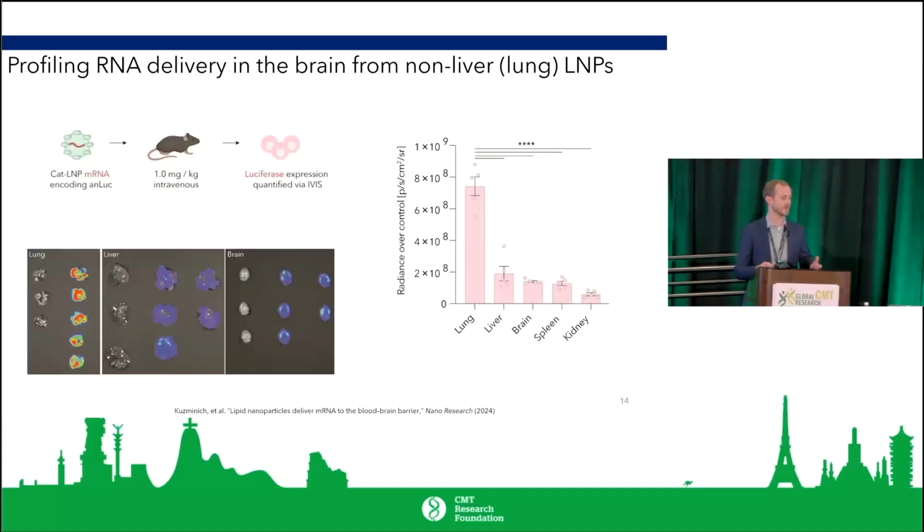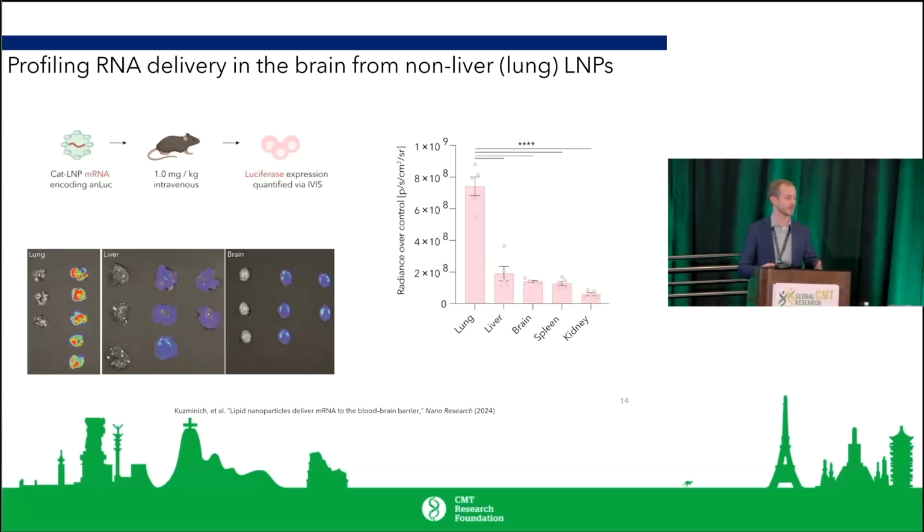I also wanted to change tacks a little bit here and describe some of our work that we had done investigating RNA delivery to the brain. Like I mentioned before, there are two main things that we're interested in. The first is being able to escape the liver, and the second is being able to actually target the cell types we're interested in hitting.